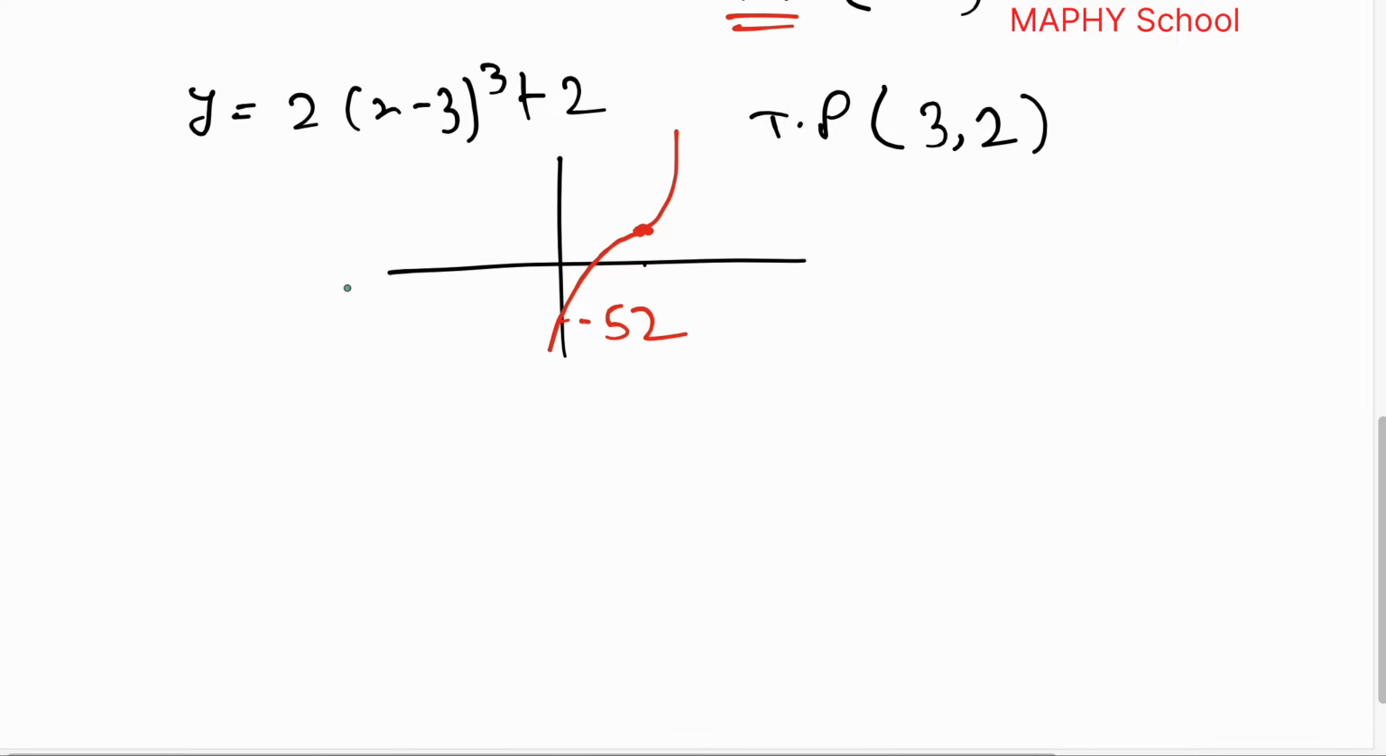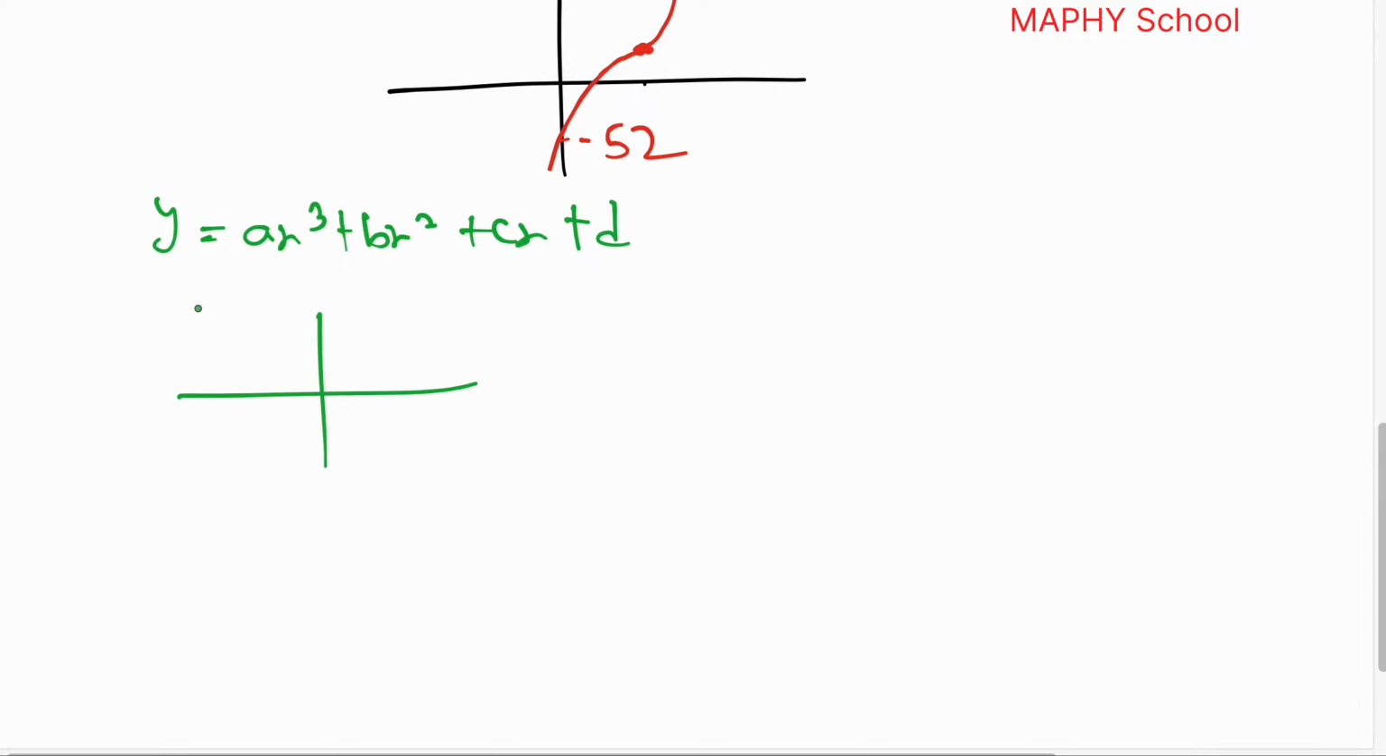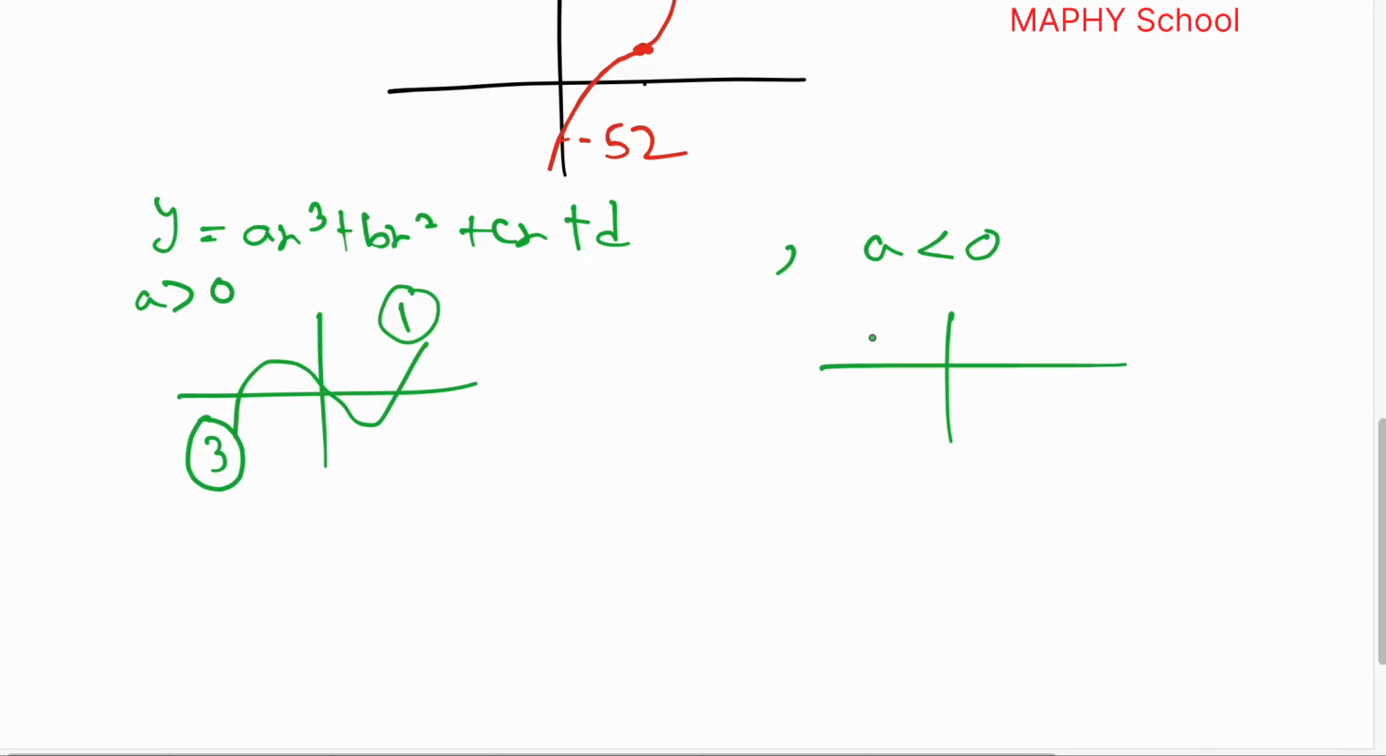Then there is also the cubic y equals ax cubed plus bx squared plus cx plus d. If the coefficient of x cubed is greater than 0, the curve would be type 1, which starts or ends in the 1st and 3rd quadrants. And the other is when the coefficient of x cubed is less than 0, the curve will be type 2, which will be in the 2nd quadrant and 4th quadrant.